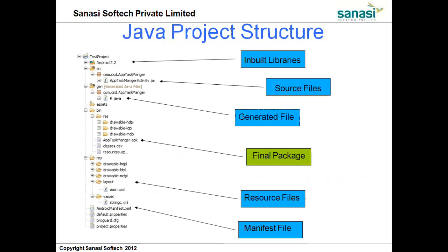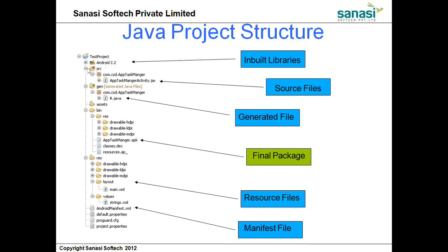All right. So, a quick look at the way the project structure is organized when you set up a new Java project. In this diagram, you see that we have a bunch of inbuilt libraries. The libraries will depend on what Android version you're targeting. For example, in this case, it is 2.2. It could have been 2.3 or 4.0, whatever the case may be.